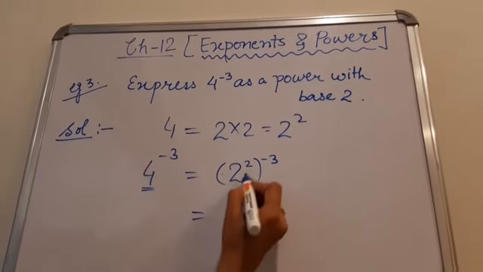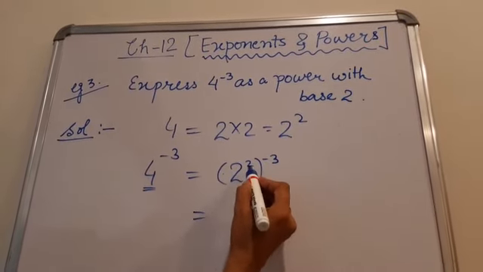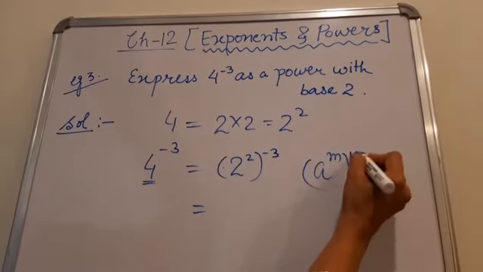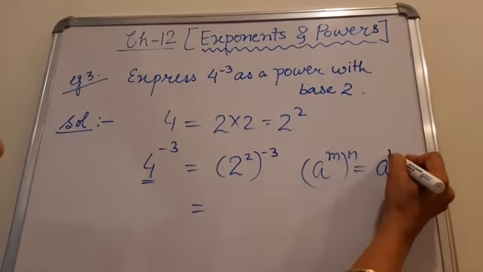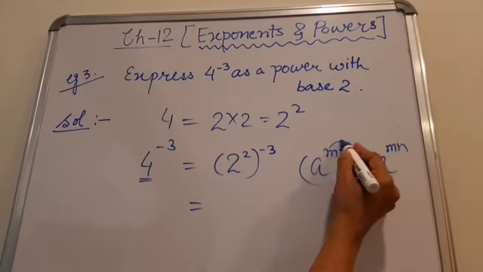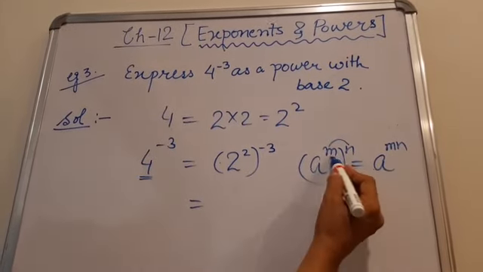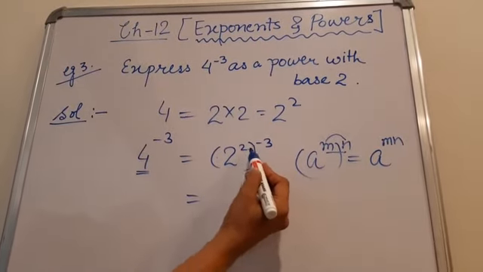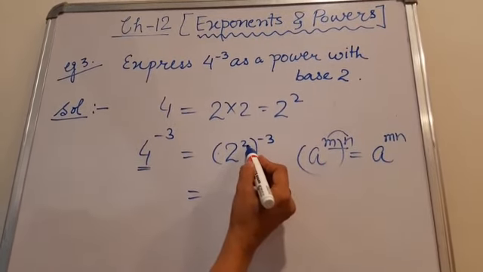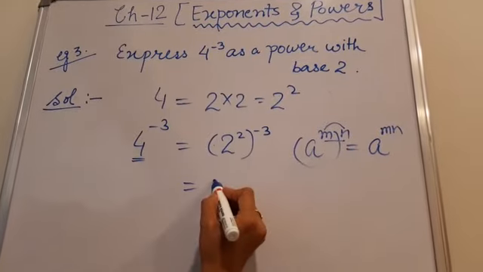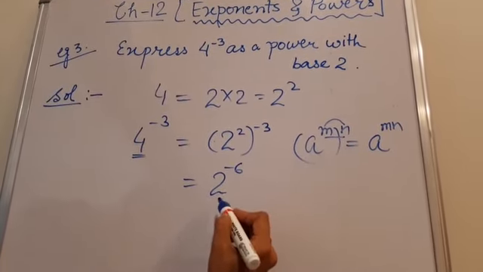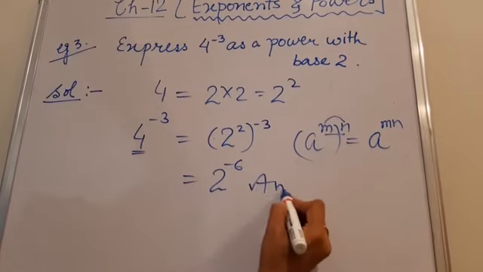Now you have learned this property that a raised to power m, raised to power n, will become a raised to power mn, which means both the powers will be multiplied. Here also we will use this property and multiply the powers. So you will get 2 raised to power minus 6. So this is the result.